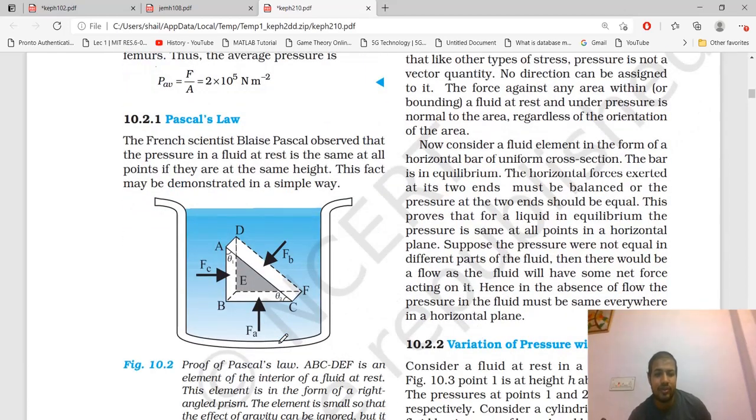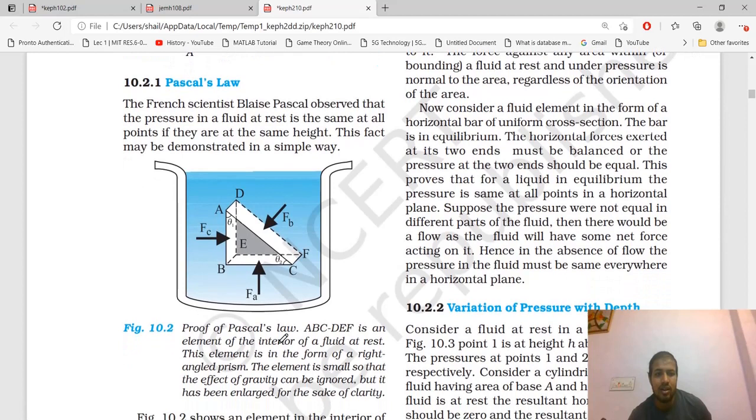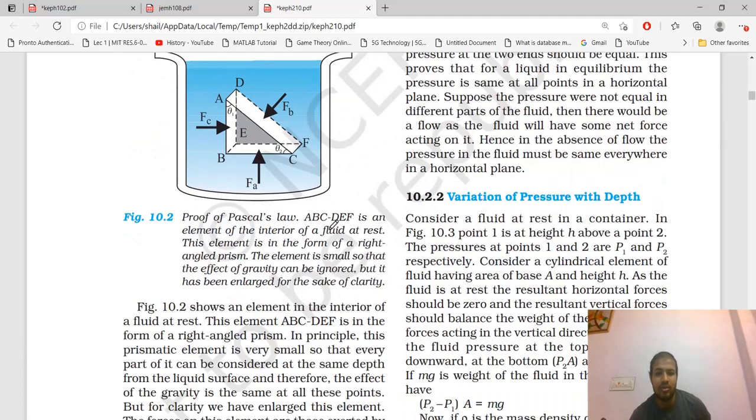Pascal's law. The French scientist Blaise Pascal observed that the pressure in a fluid at rest is the same at all points if they are at the same height. This fact may be demonstrated in a simple way. Proof of Pascal's law: A, B, C, D, E, F.